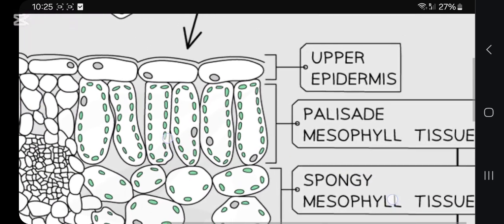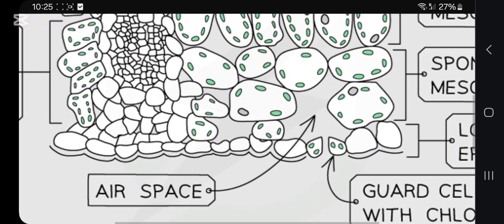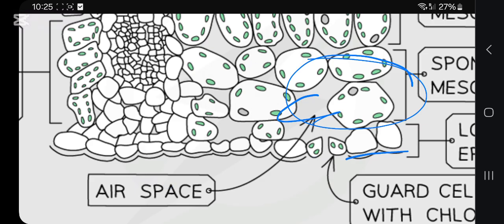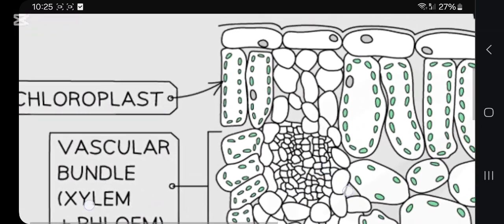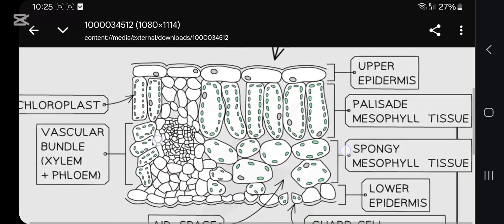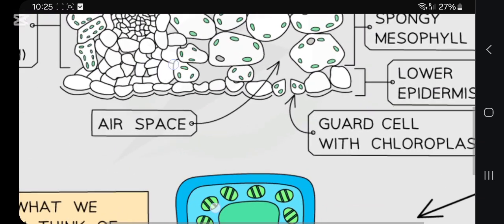then the palisade mesophyll tissue, then the spongy mesophyll tissue, then the lower epidermis. Here air spaces are there, in the spongy mesophyll near the lower epidermis. Then the vascular bundle, which is made up of xylem and phloem, and chloroplasts, which allow light to fall and carry out photosynthesis. Guard cells also have chloroplasts.